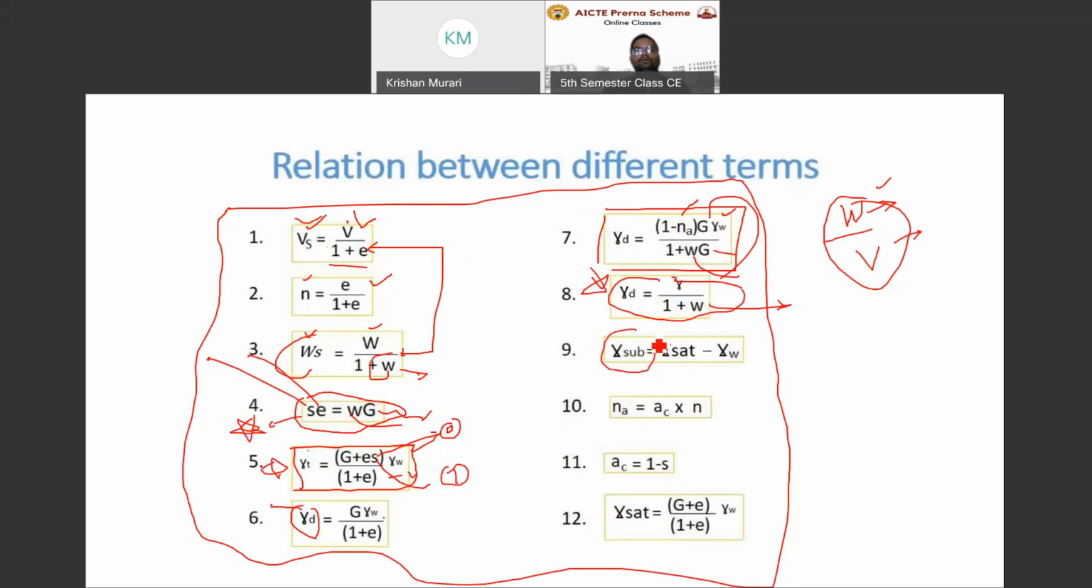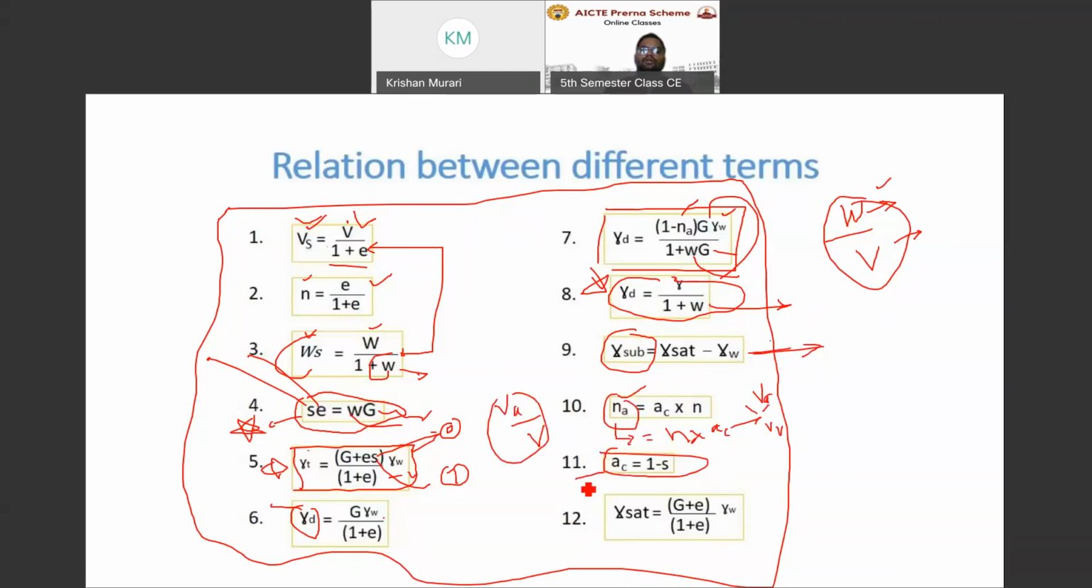Next, we can also discuss the unit weight of submerged soil, which we also discussed in the last few slides. Gamma submerged equals gamma saturated minus the unit weight of water. Here, what is the percentage air voids? Percentage air voids equals porosity into air content. And what is the air content? Air content is volume of air upon volume of voids. And percentage air voids equals volume of air upon total volume.